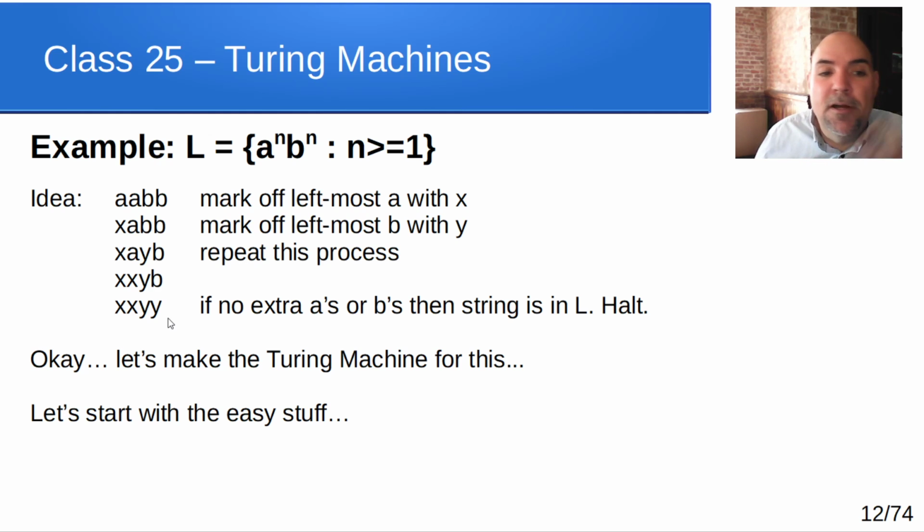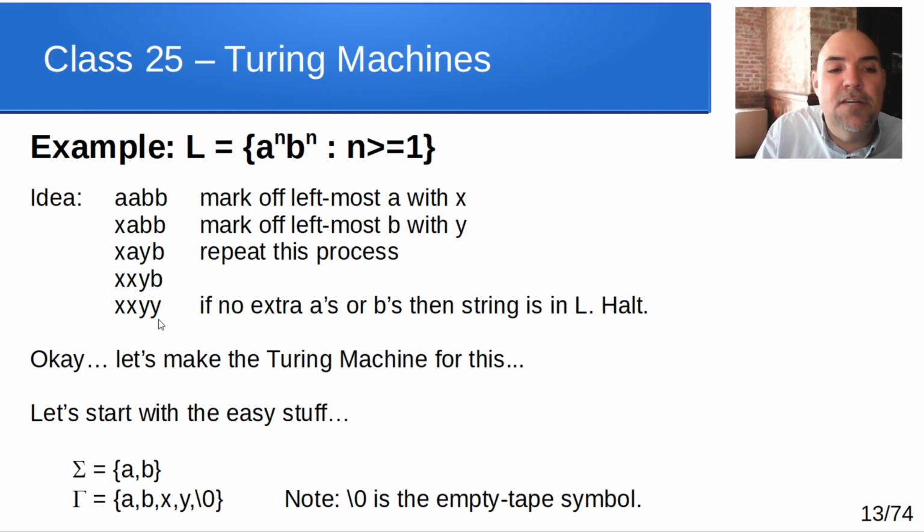So remember, we're marking off an A and then a B. We're doing them in pairs. So if all of them are marked off, then that string is in L. That's our output. In this case, we had 2 of those and 2 of those. They both got marked off. This string is accepted.